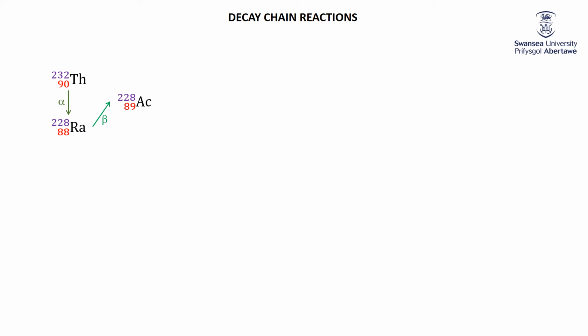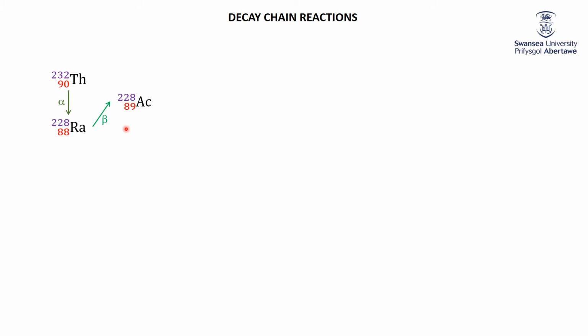Now, at this point, when we've got an alpha and a beta up, it's worth pointing out the differences again in what happens to the nuclei. When you undergo an alpha decay, the mass goes down by 4 and the atomic number goes down by 2. When a nucleus undergoes beta decay, the mass stays the same because, of course, a beta particle has no mass, but the atomic number goes up by 1 as you're turning a neutron into a proton.